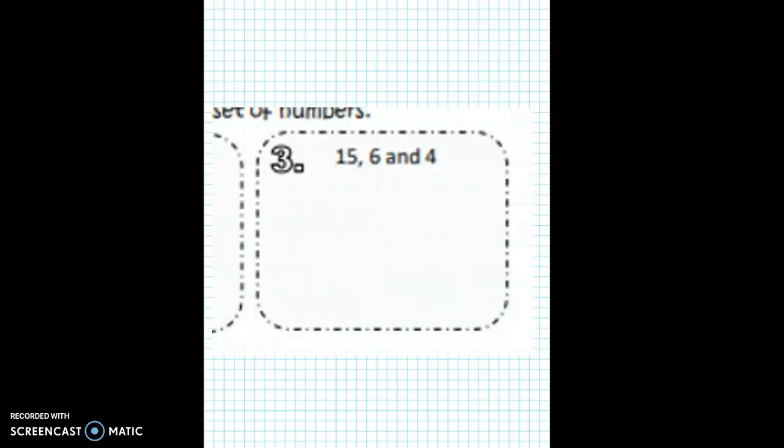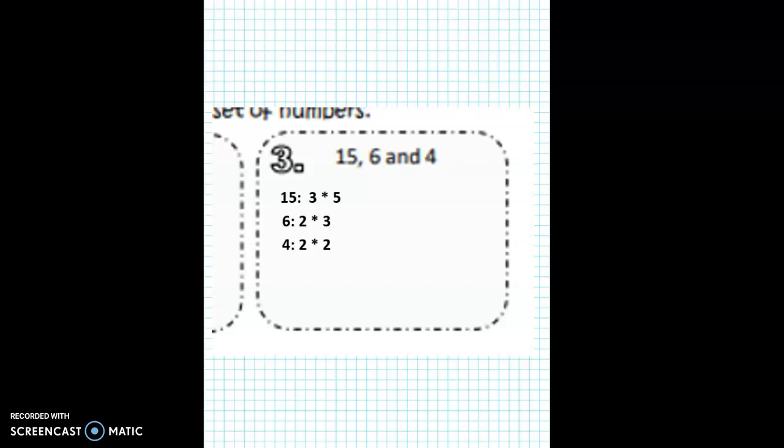Number 3, we are finding the least common multiple of 15, 6, and 4. The prime factorization of 15 is 3 times 5. The prime factorization of 6 is 2 times 3. And the prime factorization of 4 is 2 times 2.